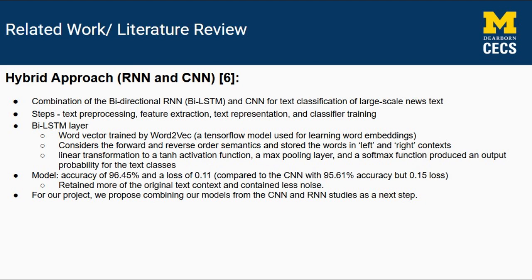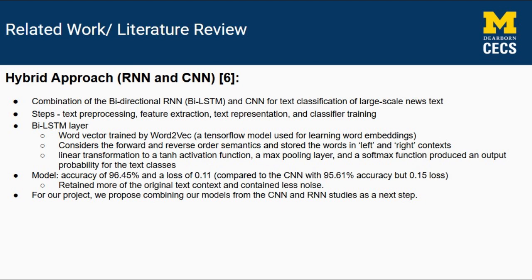In the third paper, researchers tried a hybrid approach combining the RNN and CNN. They combined the bidirectional RNN, or the bi-LSTM, and the CNN for text classification of large-scale news text. They follow the steps of text pre-processing, feature extraction, text representation, and then classifier training. With the bi-LSTM layer, the word vector was trained by Word2Vec, which is a TensorFlow model used for learning word embeddings. The bi-LSTM layer also considered the forward and reverse order semantics and stored the words in left and right contexts. Then they applied a linear transformation to a tanh activation function, then a max pooling layer, and finally a softmax function to produce an output probability for the text classes.